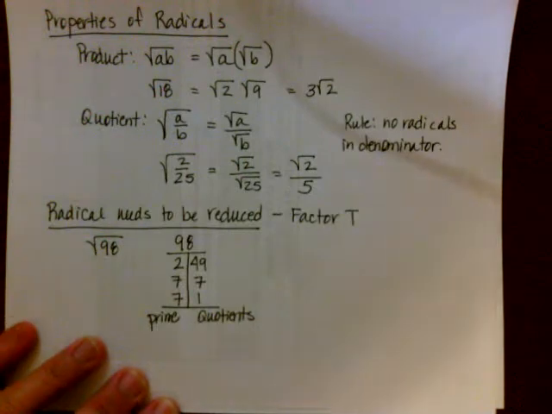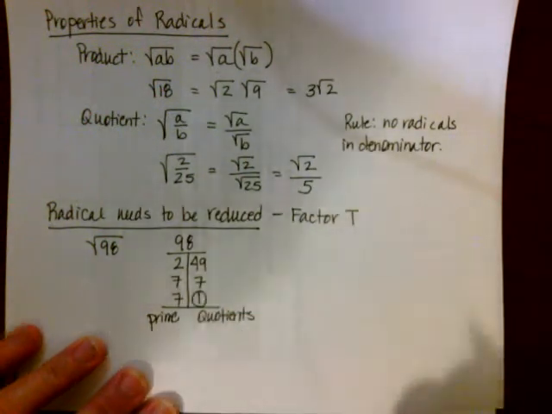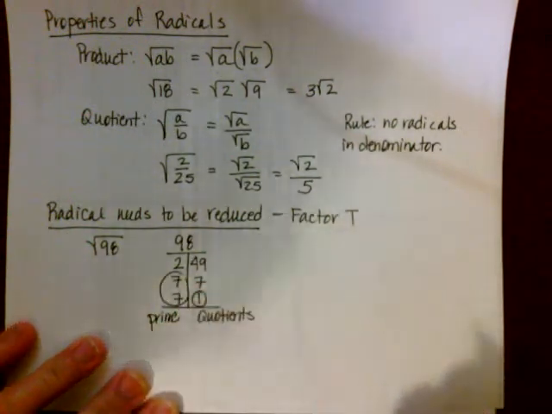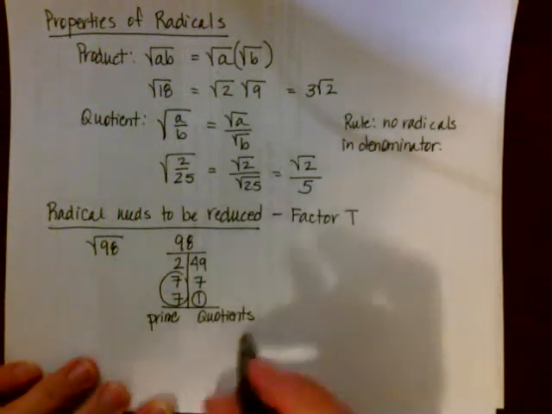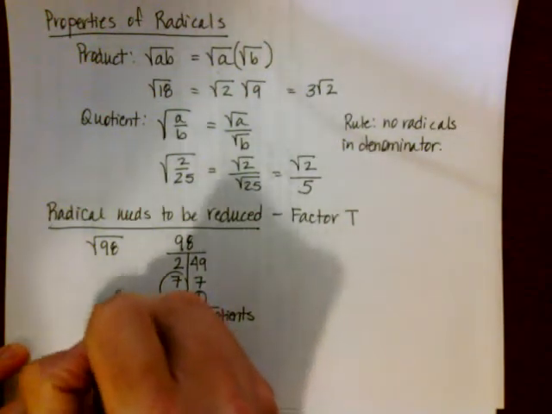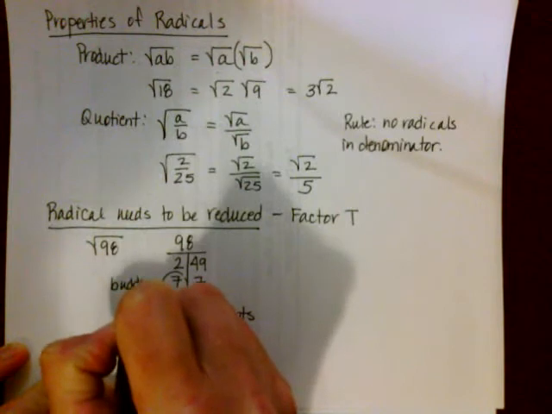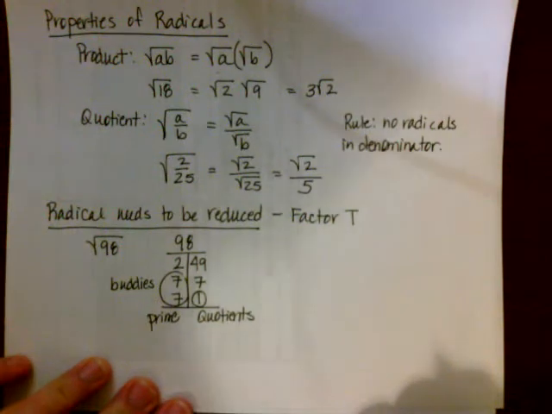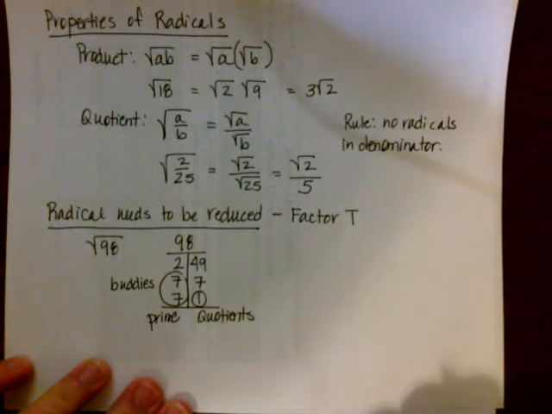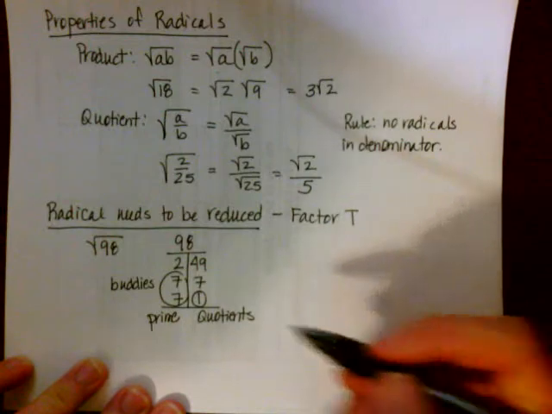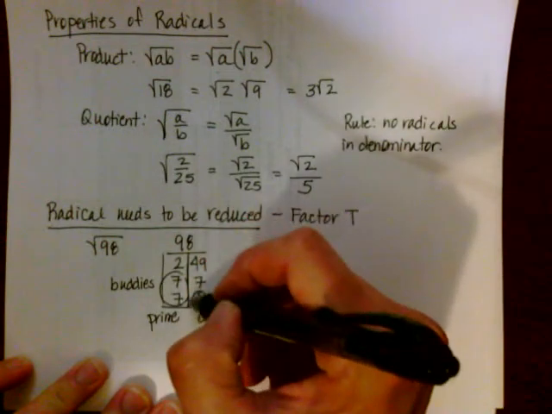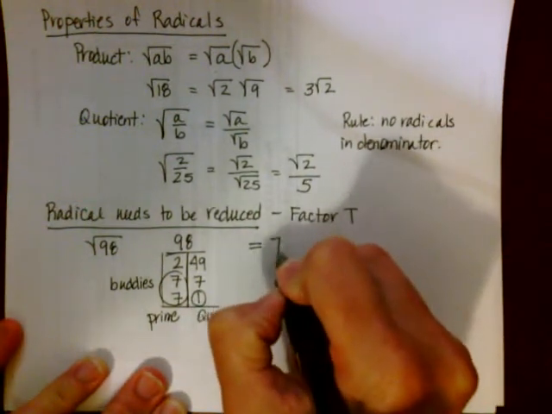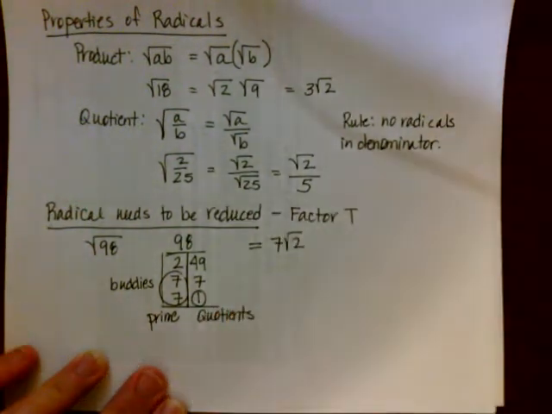So you're done with this method when you have a 1 in the bottom right hand corner. The square root of 2 7s means that one 7 can go outside. So we're going to call those guys buddies. If you have a buddy, you can go outside. If you do not have a buddy, you have to stay under the house. And we're only looking at the numbers on the left-hand side of the T. So the radical 98 reduces to be 7 radical 2. Okay?